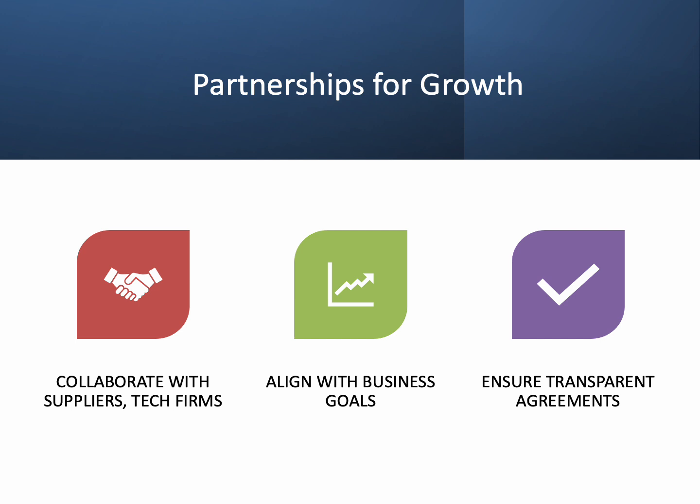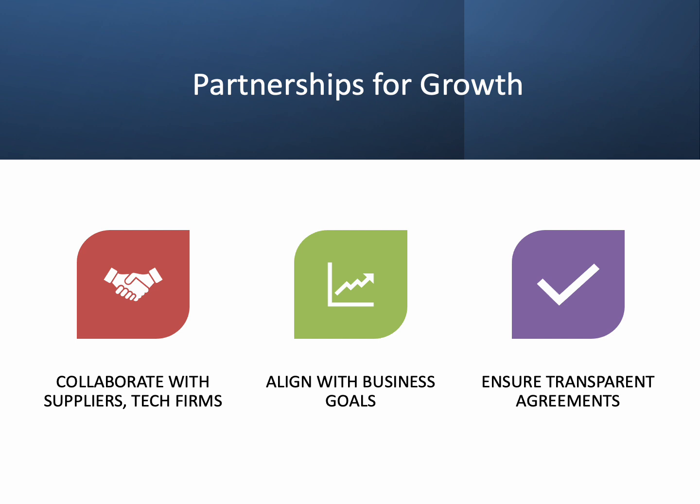Following marketing, let's discuss partnerships for for-profit corporations in Canada. Collaborations with suppliers, like Loblaws partnering with food producers, or tech firms, like Shopify with app developers, enhance operations. Aligning with business goals ensures mutual benefits, while transparent agreements prevent disputes. Ethical considerations include fair treatment of partners and avoiding exploitative terms. This aligns with course objectives by equipping you to build strategic partnerships for growth with integrity.